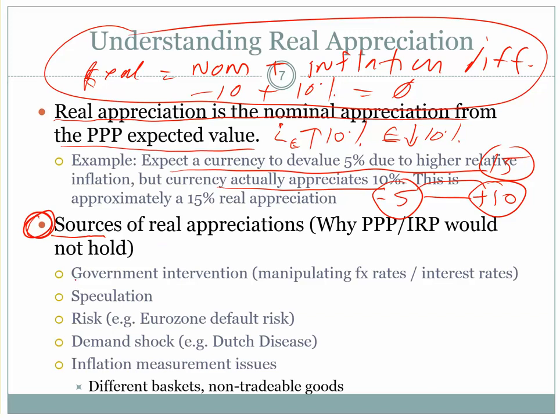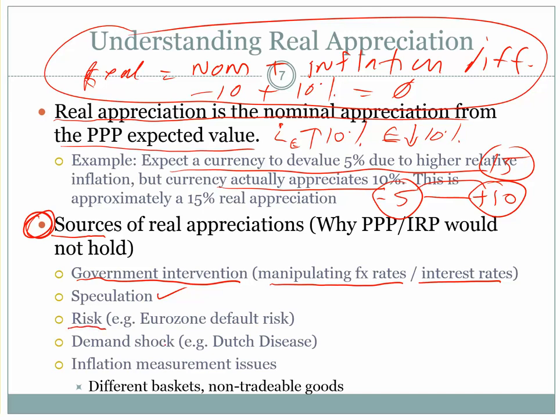So the number one thing would be government intervention. If governments are manipulating FX rates, in other words, doing direct currency interventions by stepping in and buying or selling currencies, that'll cause a real depreciation. On the other hand, if countries are manipulating real interest rates, say driving real interest rates low and creating less demand for the currency, that's going to cause a real appreciation or depreciation of the currency. Daily speculation on currencies, not related to inflation, will cause real changes.